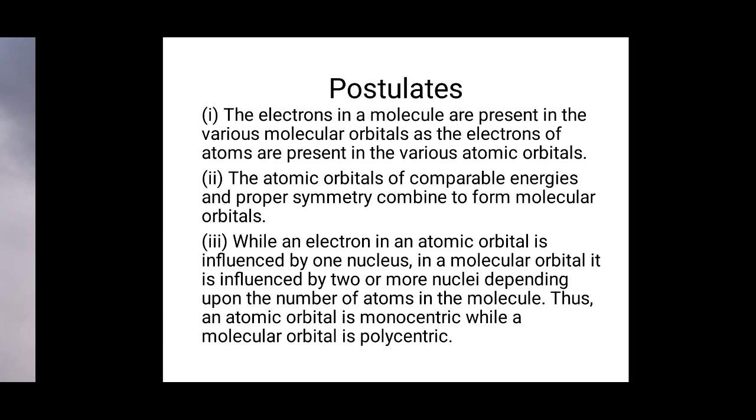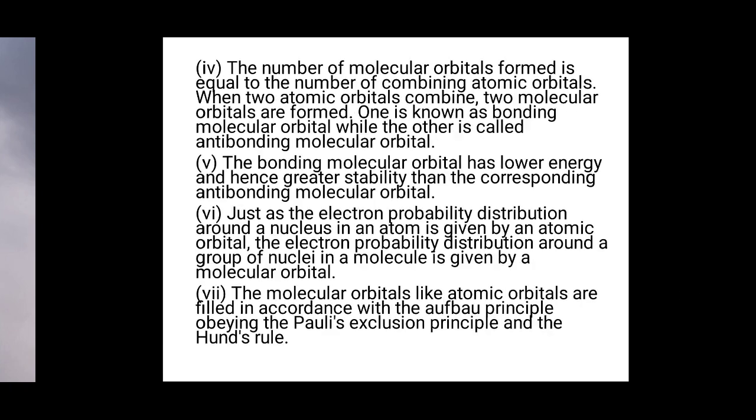Then third point, while an electron in an atomic orbital is influenced by one nucleus, in a molecular orbital it is influenced by two or more. So that's the third point. Then fourth one, the number of molecular orbitals formed is equal to the number of combining atomic orbitals. When two atomic orbitals combine, two molecular orbitals are also formed, and one is known as bonding molecular orbital while the other is called anti-bonding molecular orbital.